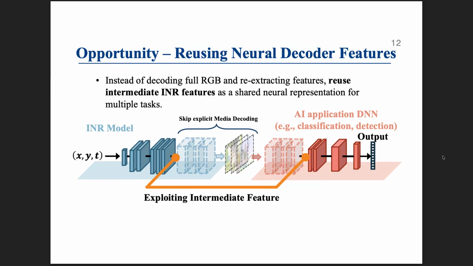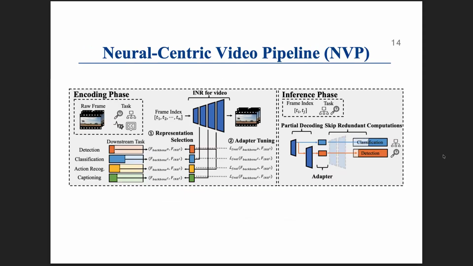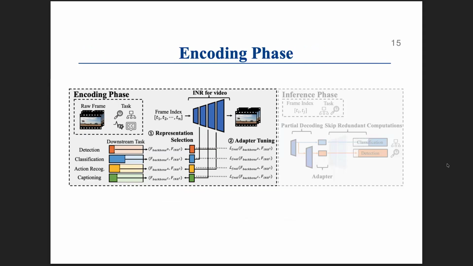Based on this observation, we propose NVP, a neural-centric video pipeline. NVP consists of two phases, an encoding phase and an inference phase. In the encoding phase, NVP prepares a neural video representation and task-specific connection to downstream models. In the inference phase, it partially decodes the representation and directly injects features into the pre-trained backbone.